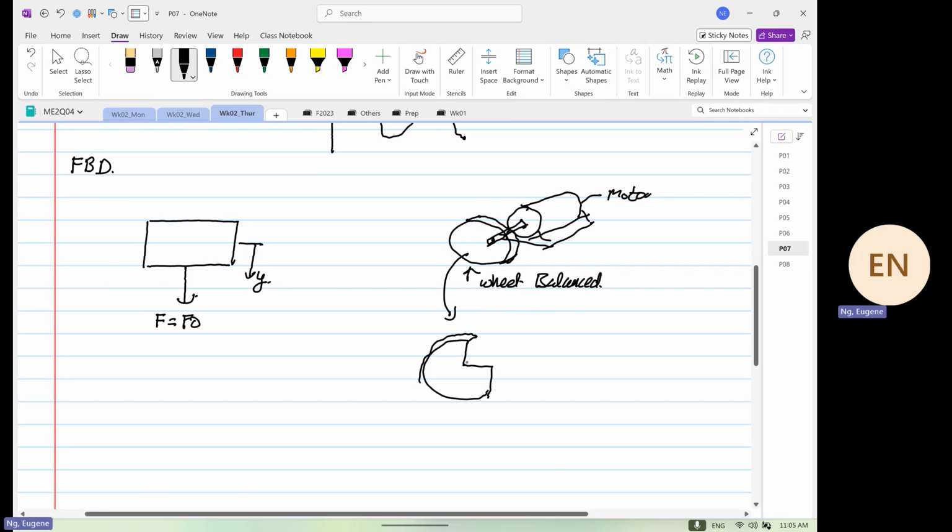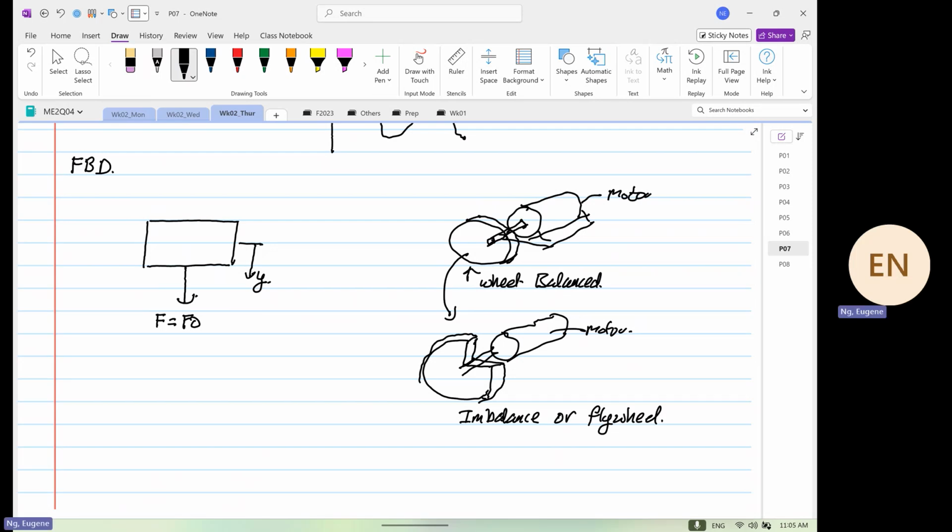a slot over here and attach this to this shaft attached to the motor now, what will happen? This is what we call what? Imbalance, or another term, this is what we call a flywheel. Now why is a flywheel unbalanced? And this is important for this course because later on you have to deal with this also.